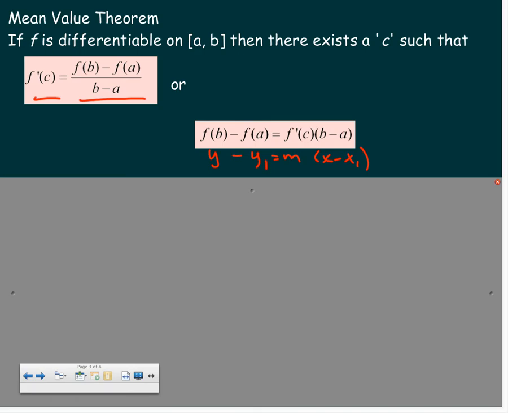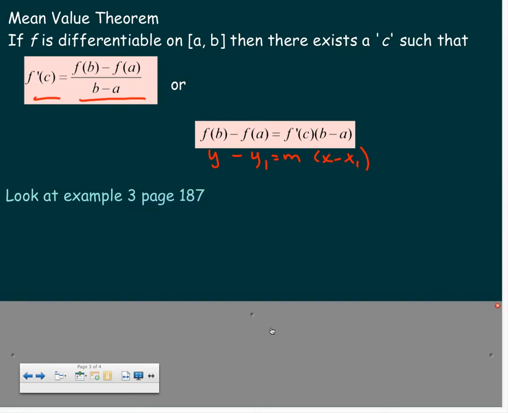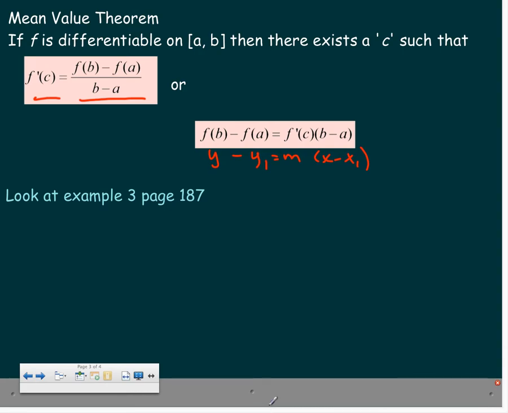Now, I'd also like for you to ask me to give you a real life example when I get back of how the average rate of change equals the instantaneous rate of change, and we'll talk about your drive to school, and it will put it in context for you. It makes complete sense. So we're going to look at example 3 on page 187. So open your books.